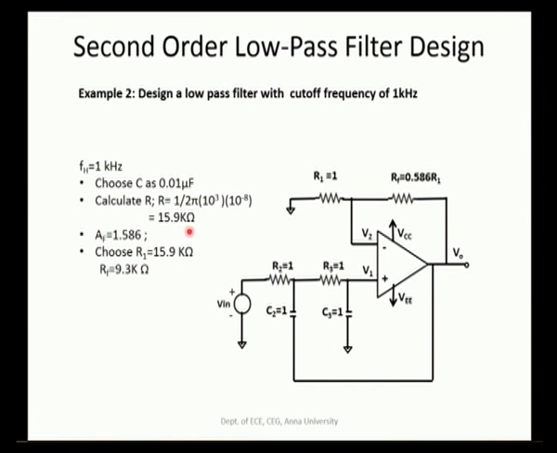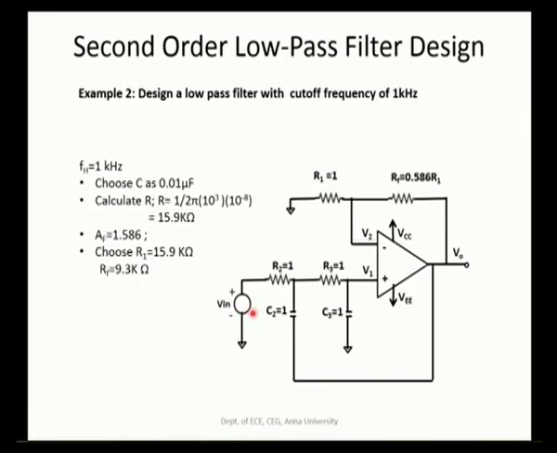The example here is you will have to design this for a cutoff frequency of 1 kilohertz. C is chosen as 0.01, R is taken to be 15.9 kilo ohm, and with AF as 1.586, R1 is chosen as 15.9 K and RF will be equal to 0.586 times R1. So, this comes to about 9.3 kilo ohm. This forms the second order low pass filter. We will construct this in the laboratory session, and as the frequency of Vin is increased, Vout will be plotted and the frequency response of this filter will be studied.